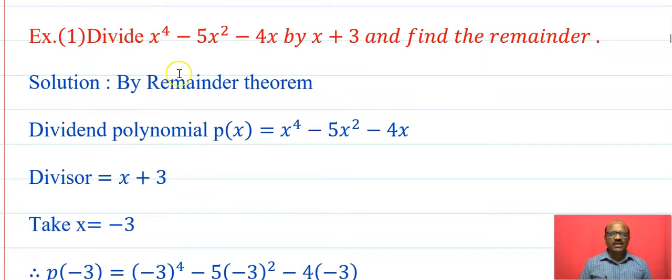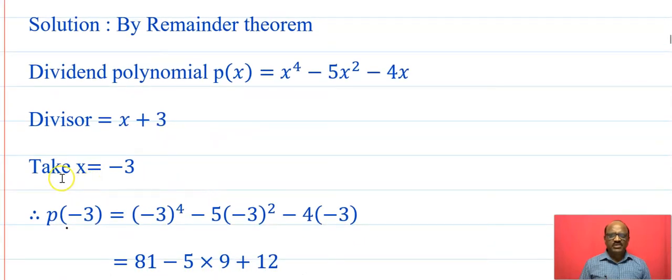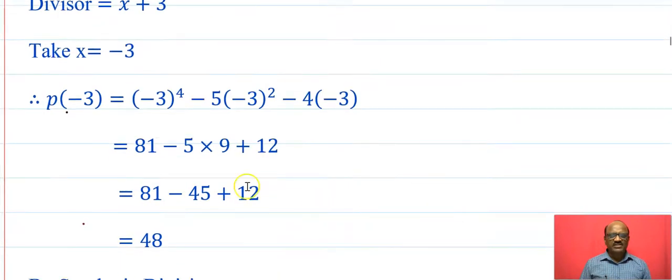Divide x raised to 4 minus 5x square minus 4x by x plus 3 and find the remainder. By the remainder theorem, the dividend polynomial p of x is x raised to 4 minus 5x square minus 4x. What is the divisor? Divisor is x plus 3. Therefore, take x equals minus 3. Put x equals minus 3, that is replace x by minus 3. That is p of minus 3 equals minus 3 bracket raised to 4 minus 5 in bracket minus 3 bracket square minus 4 in bracket minus 3.